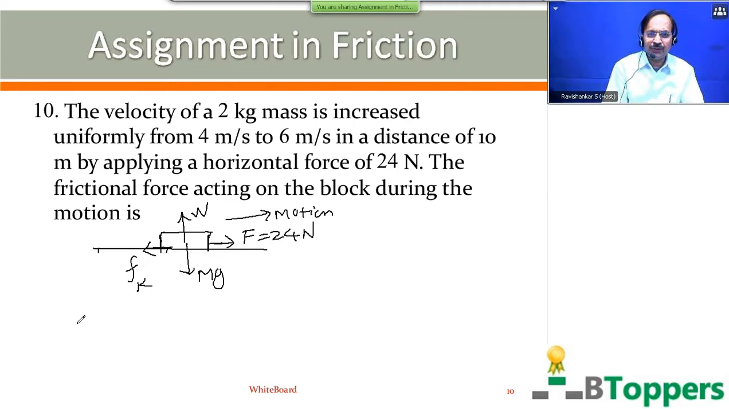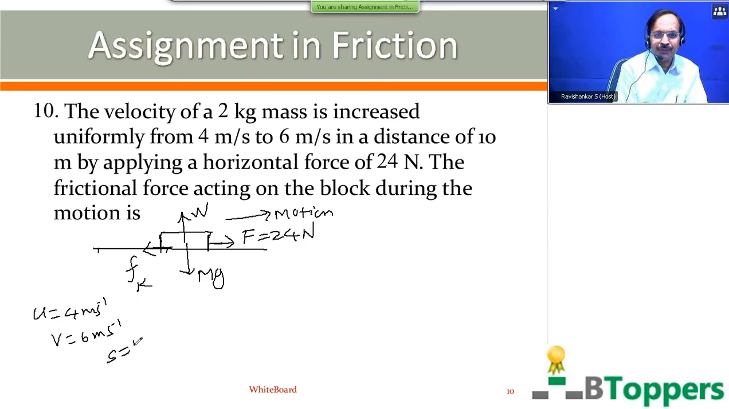The velocity of a 2 kg mass is increased uniformly from 4 meters per second to 6 meters per second in a distance of 10 meters by applying a horizontal force of 24 newtons. The friction force acting on the block during the motion is? So you have to assume the acceleration to be uniform here. You are given the initial velocity, final velocity and displacement. To find the friction force, you have to find the magnitude of acceleration.